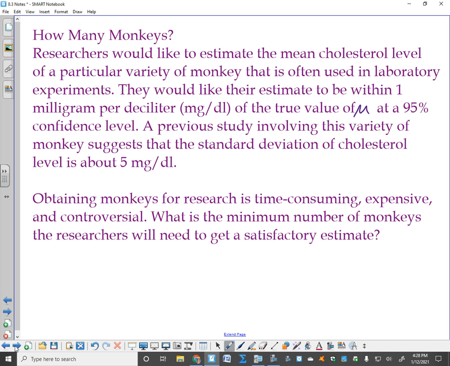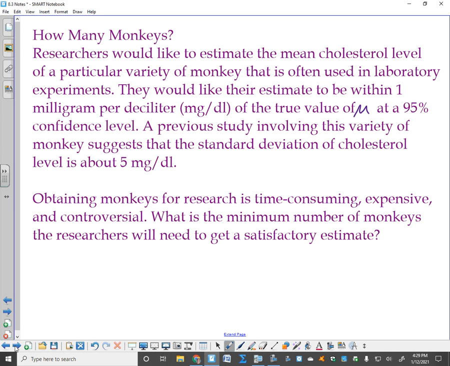All right, how many monkeys? Researchers would like to estimate the mean cholesterol level of a particular variety of monkey that's often used in laboratory experiments. They would like their estimate to be within 1 milligram per deciliter of the true value of mu at a 95% confidence level. Okay, so they just gave you that 1. So that's our margin of error. I want to be within that 1 milligram per deciliter.